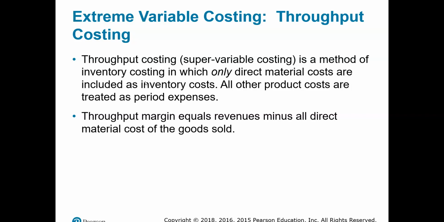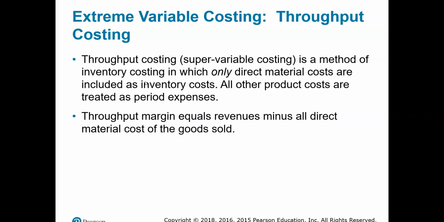Now, there's an extreme version of variable costing called throughput costing. This is an extreme method. Throughput costing is sometimes called super variable costing, in which only direct material costs are included in inventory. Everything else is treated as period expense. So throughput margin equals revenues minus direct materials. That is what we call throughput margin. And that is our cost of goods sold, just the number of units sold times the cost per direct material. We don't spend a lot of time on it in the book, but we do want to introduce the concept.